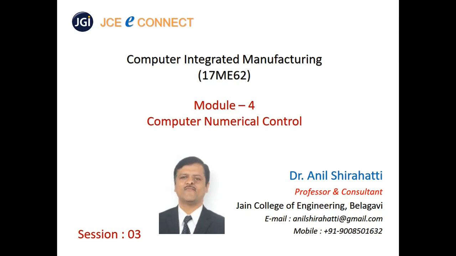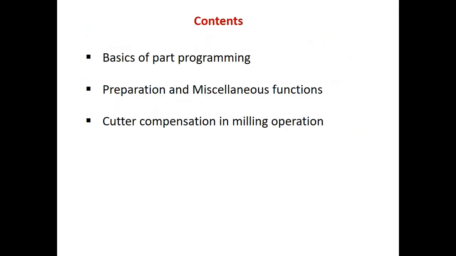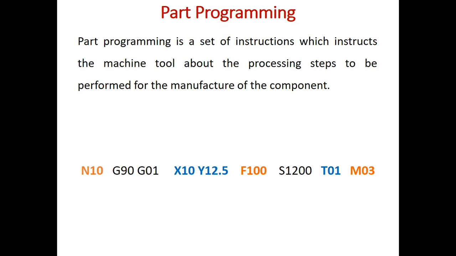Today we'll start with session 3 of Module 4, Computer Numerical Control. In today's session, I will be covering three main topics. First is the basics of part programming, then the preparatory and miscellaneous functions, that is M and G codes, and the third one will be cutter compensation in milling operations. So let's start with the first, part programming.